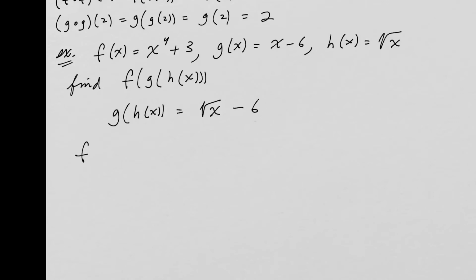So now f of g of h of x is going to be square root of x minus 6. That's all raised to the 4th power plus 3. Okay, and you could expand it out. It's kind of a mess in this case. I'll just leave it like that. So that would be f of g of h of x.